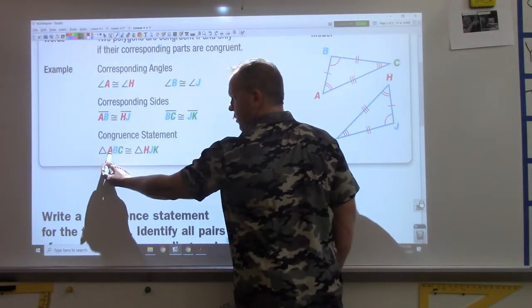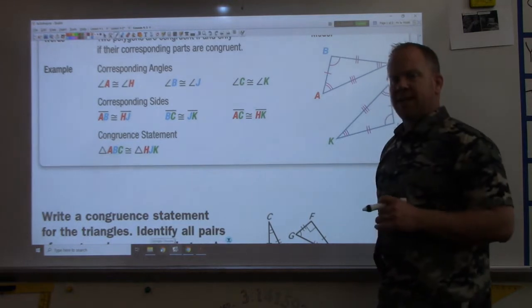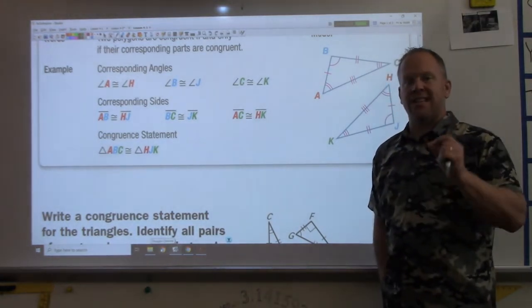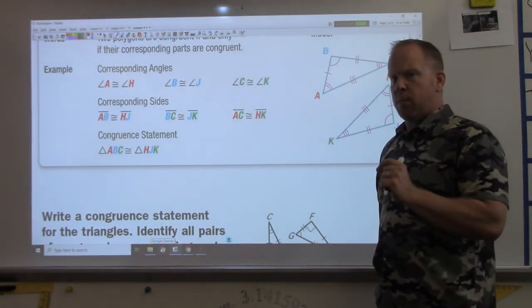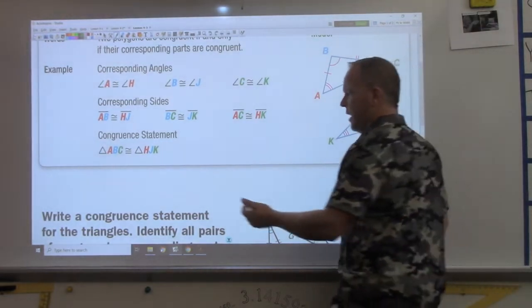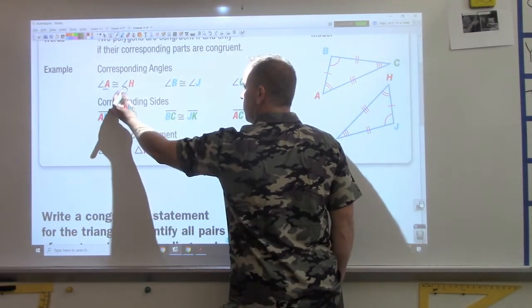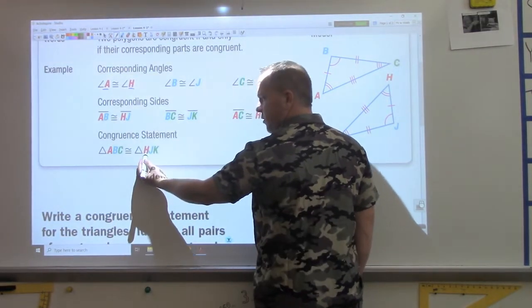Notice the colors that they use here, blue, red, green. When you name your first polygon, it does not matter the order of the letters. The second one, the order matters. It has to be with the corresponding congruent parts, okay? A is my first letter. Look at A was congruent to H, so H has to be my first letter.